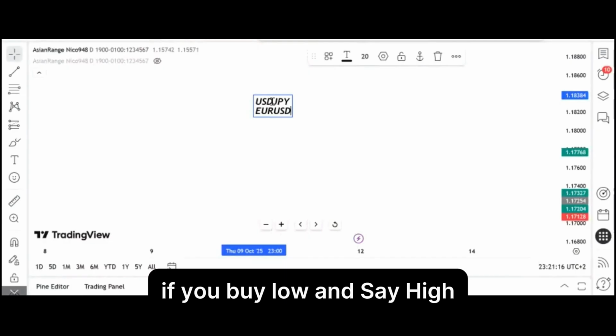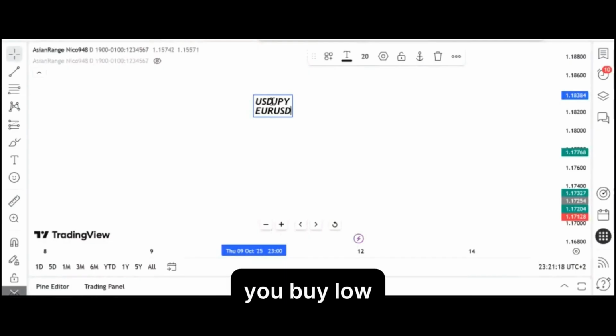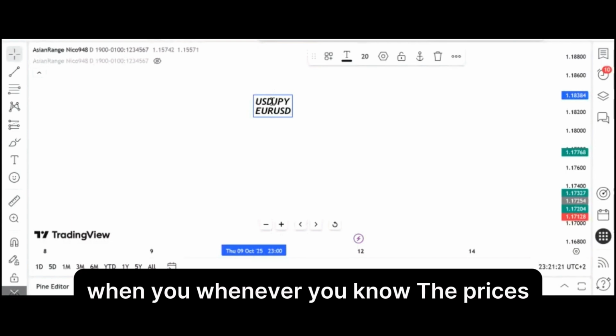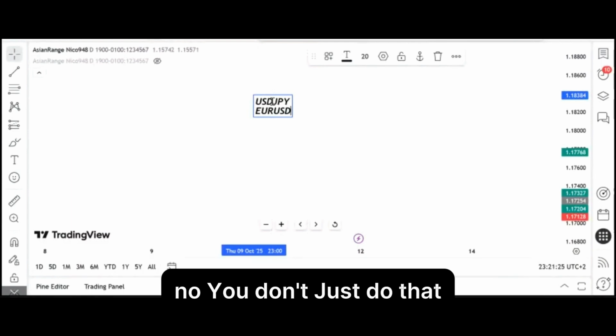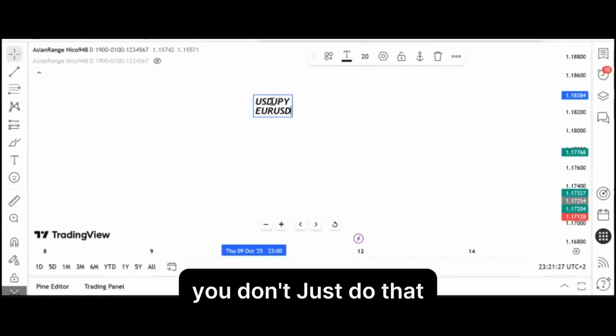If you buy low and sell high, you make money. But you need a proper analysis. Don't just buy low and sell high. No, you don't just do that. You don't just do that if you're gambling.